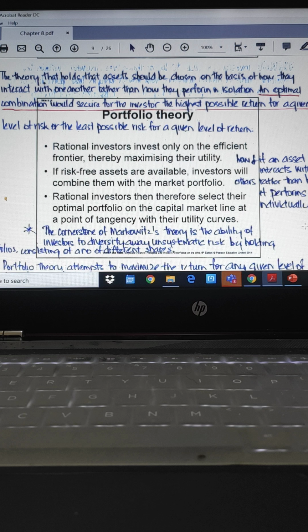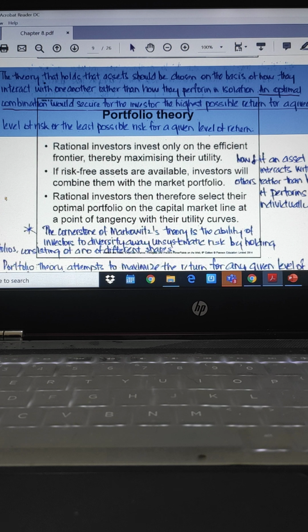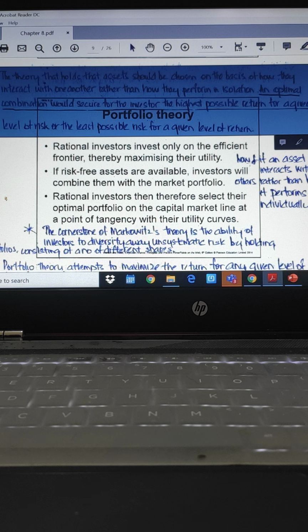We shall now carry on with portfolio theory. It is the theory that holds that assets should be chosen on the basis of how they interact with one another rather than how they perform in isolation. An optimal combination would secure for the investor the highest possible return for a given level of risk, or the least possible risk for a given level of return.